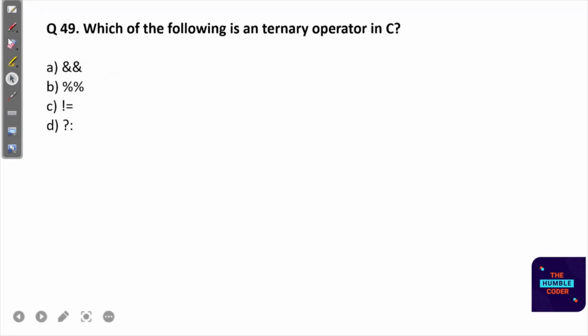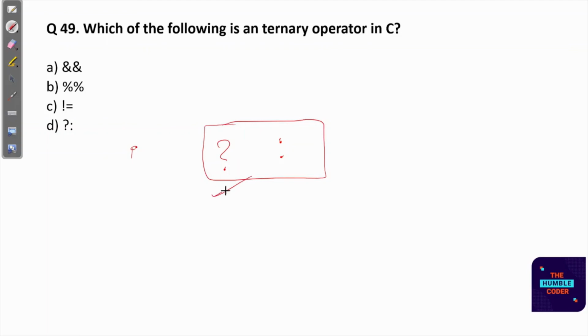So the next question is, which of the following is a ternary operator in C? Among the following four options, the ternary operator is this one, like the if else condition that we use. In that case, this will be used as a ternary operator.